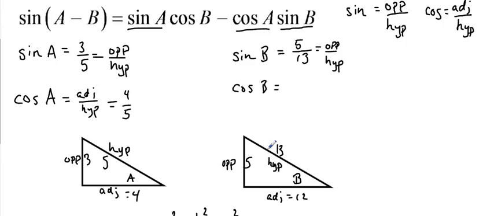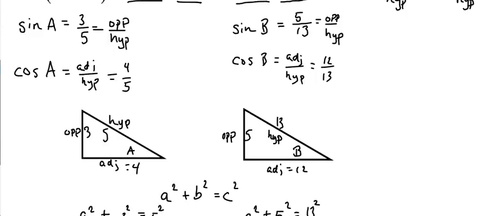I still have to find the cosine of B. I look at this triangle over here, and I'm going to do the same thing. Adjacent over hypotenuse. So the adjacent side is 12. The hypotenuse is 13. I now have the cosine of B. So, last step, we are going to plug these values into the formula here.